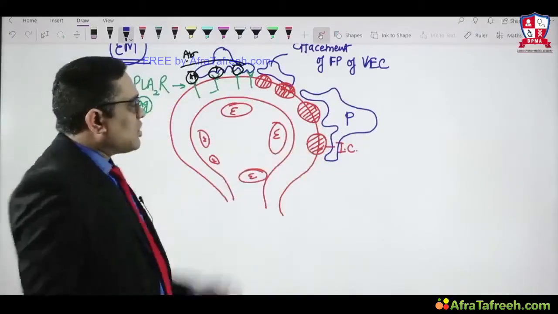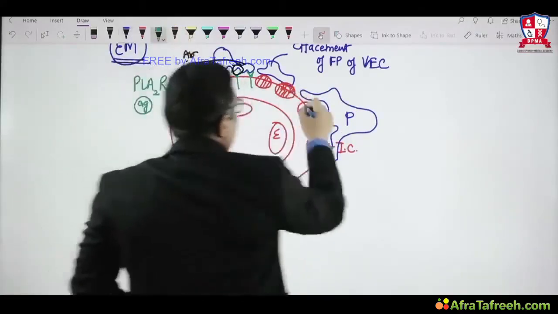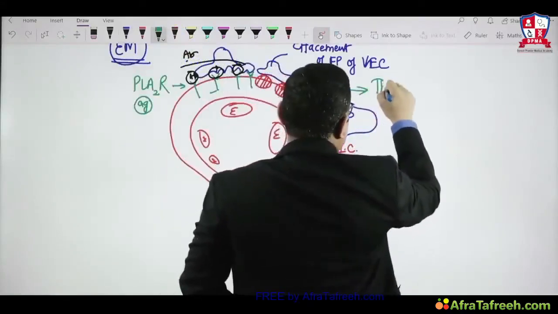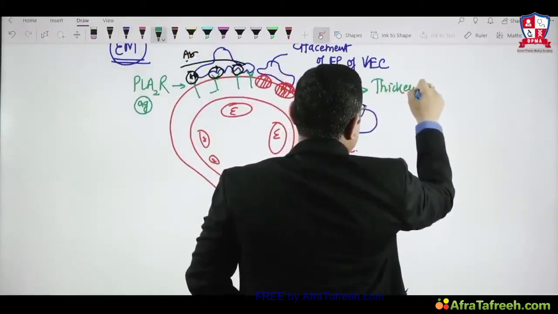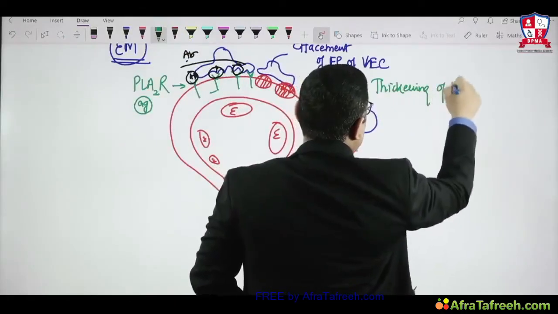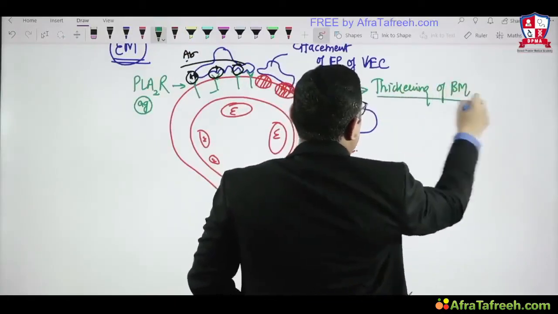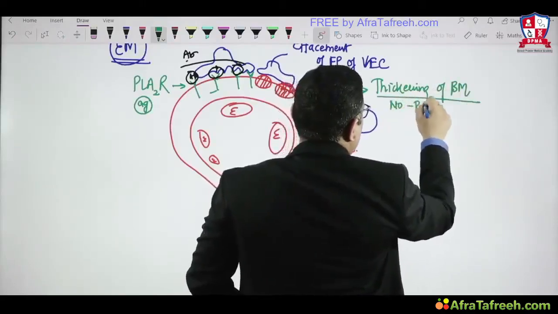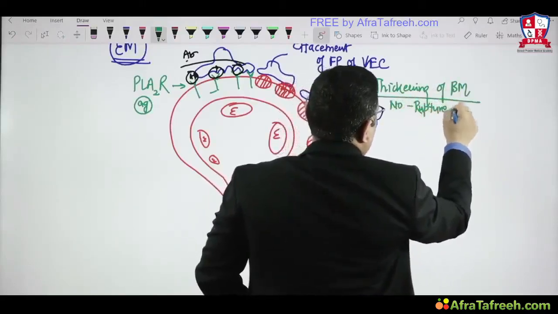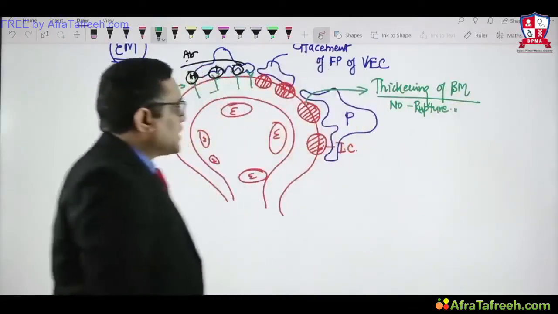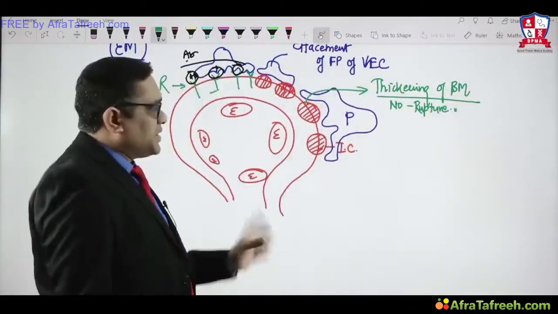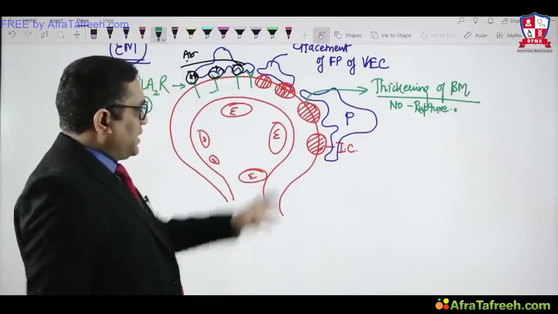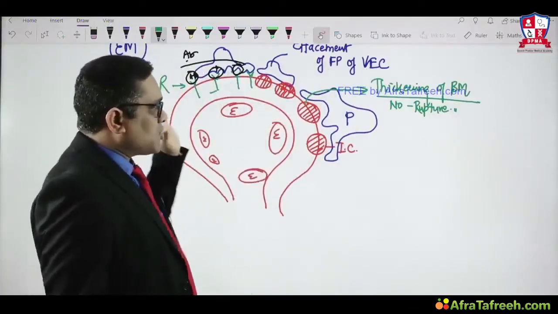Because of immune complex deposition, there is a thickening of the basement membrane. Remember what I said in the earlier light microscopy, thickening will be there but there will be no rupture. Thickening but no rupture of the basement membrane. That is one important thing we have to understand, right? So there is a thickening of the basement membrane but no rupture.